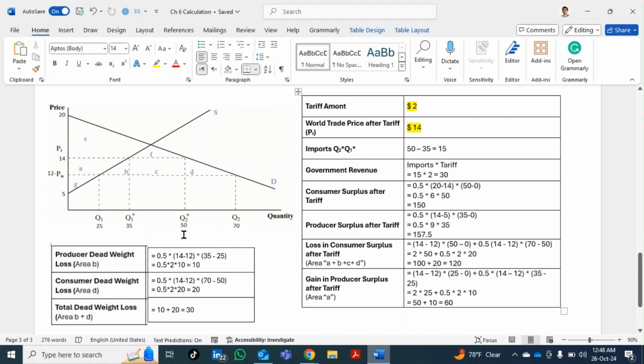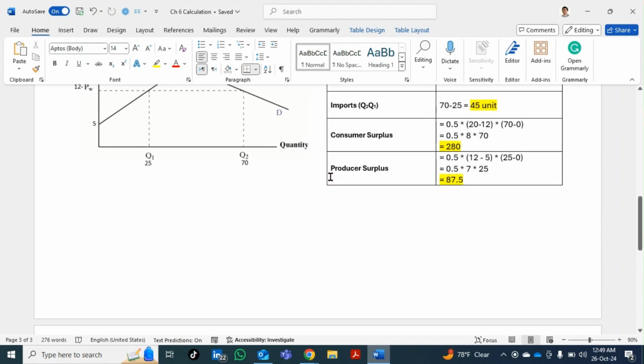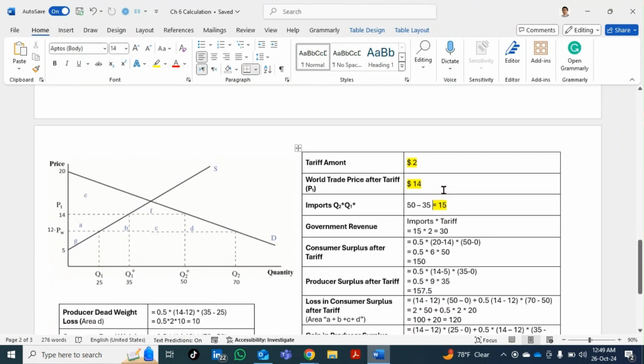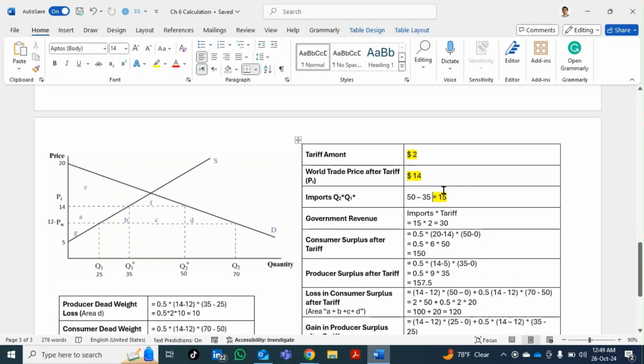Now, what will be the imports here? Imports will be Q2 star minus Q1 star, that is your new local consumption and local production. So that will be 50 minus 35, which is 15. So after imposing a tariff, the overall imports have declined. Before the tariff, our imports were 45 units, but now after imposing a tariff, the overall imports have declined from 45 to 15.